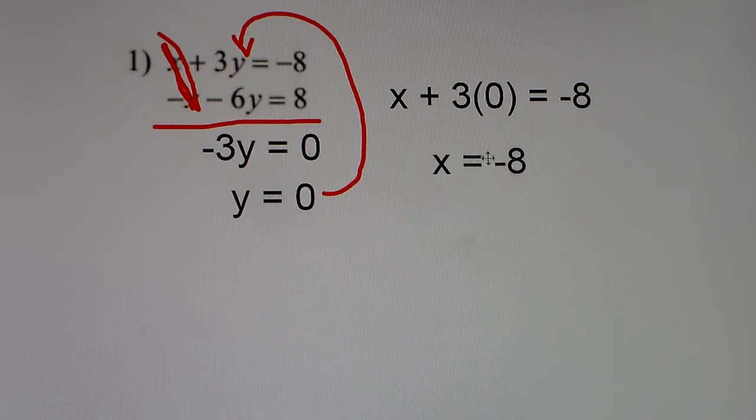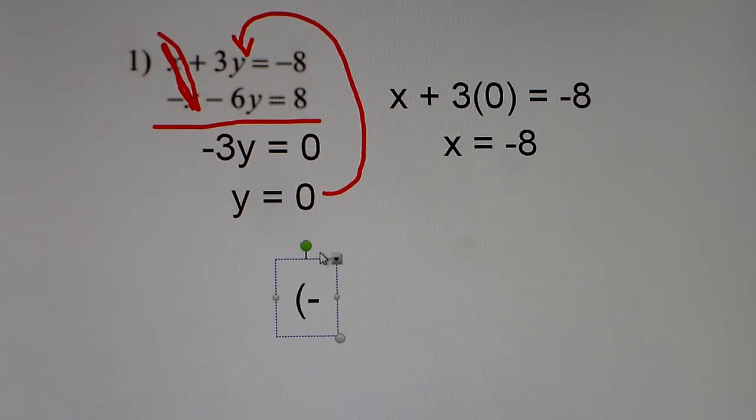Now, we solve for x, we solve for y, and we just have to write our final answer in coordinate form. So it would be parentheses negative 8, comma 0. This is the solution, negative 8, 0, is the solution to the system of equations that we got here, our systems. So let's do number 2.